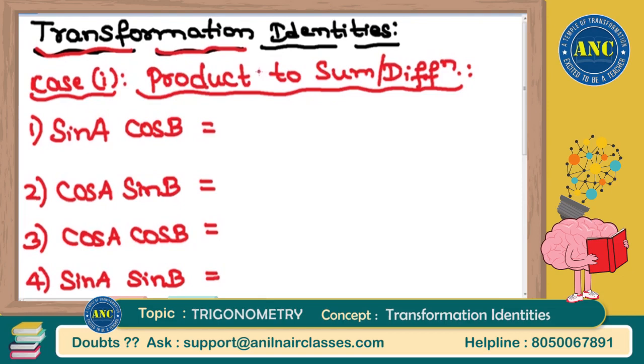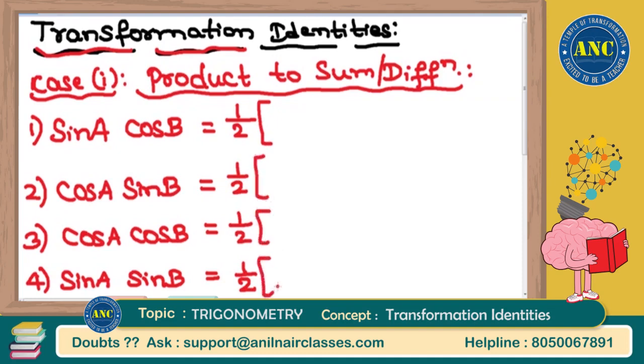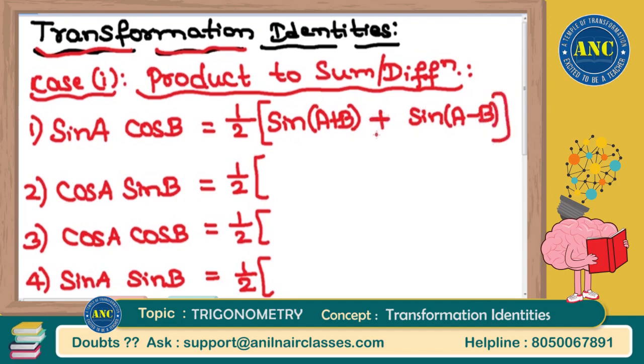Listen carefully, sir. In every one of these four cases which I wrote here, I will write 1 by 2. Now first listen, then you can write it. In everything I will write 1 by 2. Now what I will next write is, I will write sine, I will add the angles, right? I will write sine, I will subtract the angles. Don't worry whether it is plus or minus here in the middle, we will see that later.